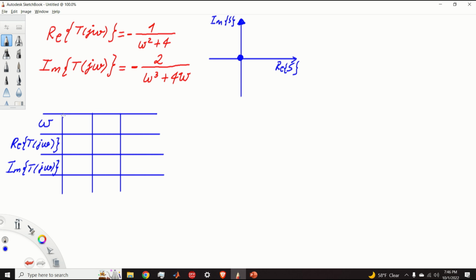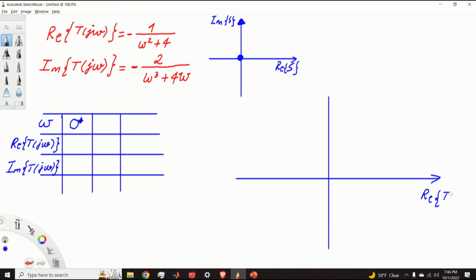So let's see what happens when omega is a small positive number. We represent small positive numbers by 0, and in the superscript you write a plus sign. And let us sketch our plane for the Nyquist plot. This will be the real part of T of j omega, and this will be the imaginary part of T of j omega.